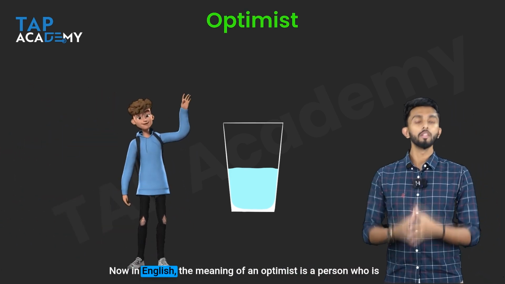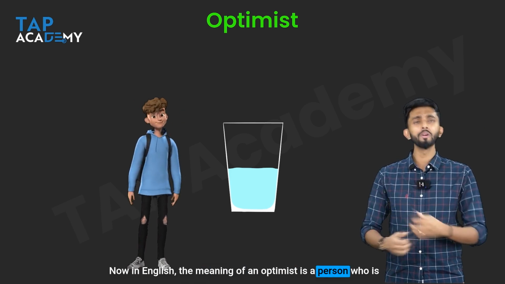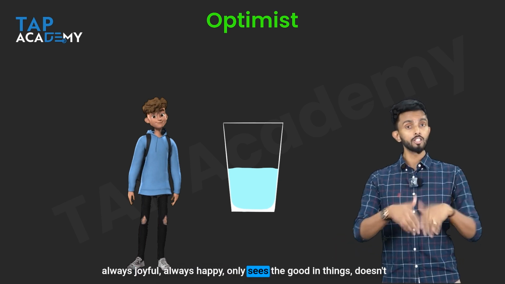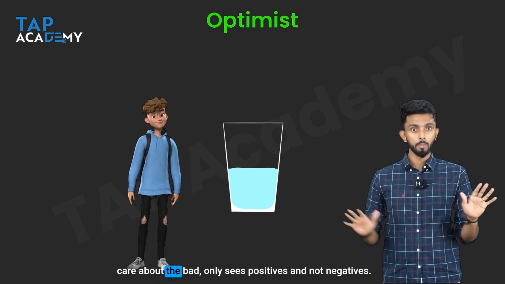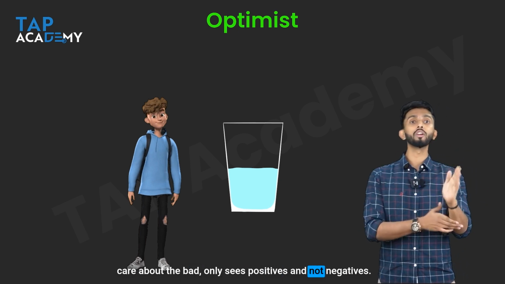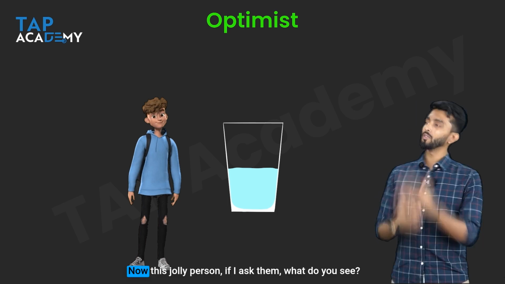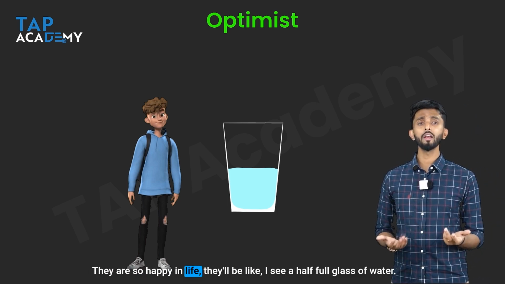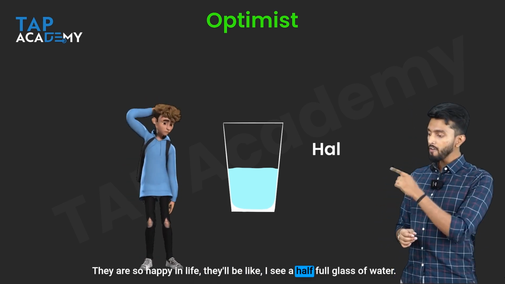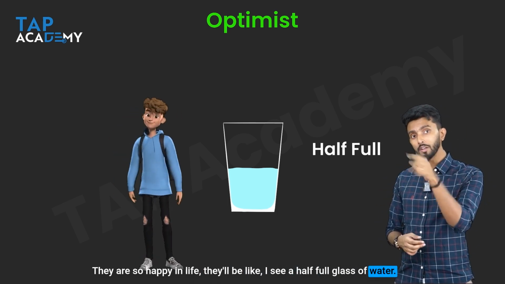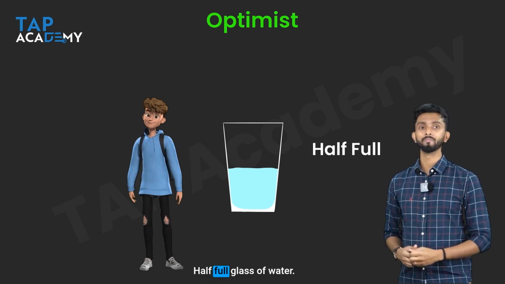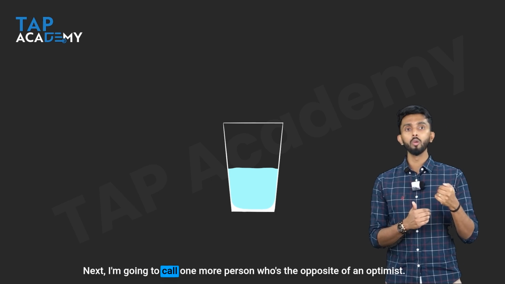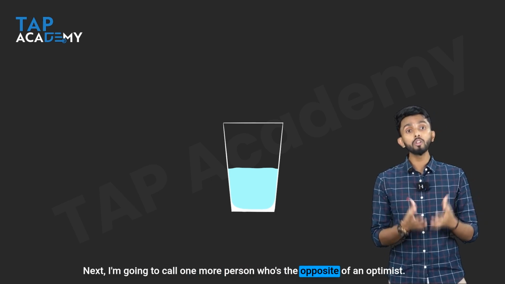If you still didn't understand, let's remove the chemist and bring a person called an optimist. Now in English, the meaning of an optimist is a person who is always joyful, always happy, only sees the good in things, doesn't care about the bad, only sees positives and not negatives. Correct? Now this jolly person, if I ask them, what do you see? They are so happy in life, they'll be like, I see a half full glass of water. That is how they look at it, half full glass of water. Right? Great. Thank you.